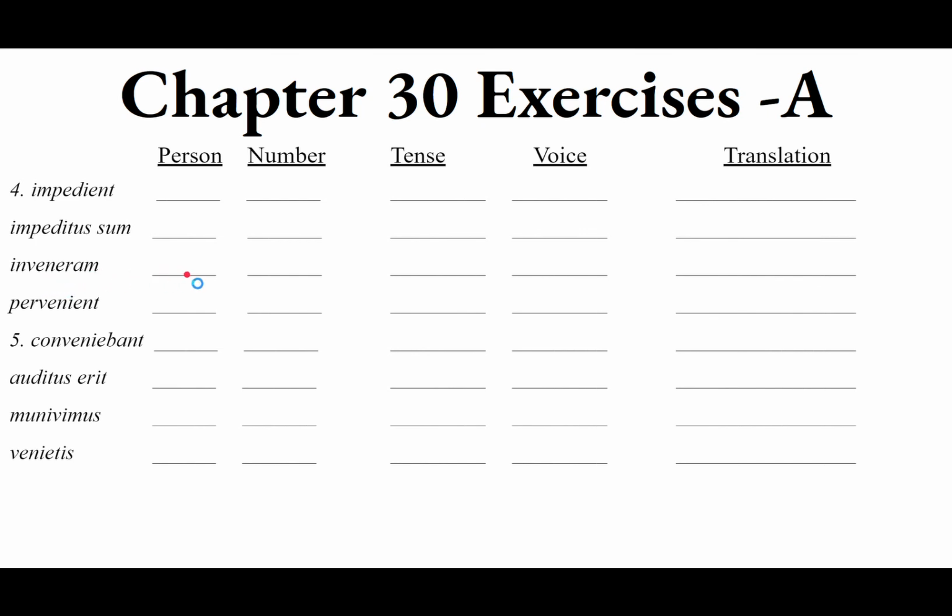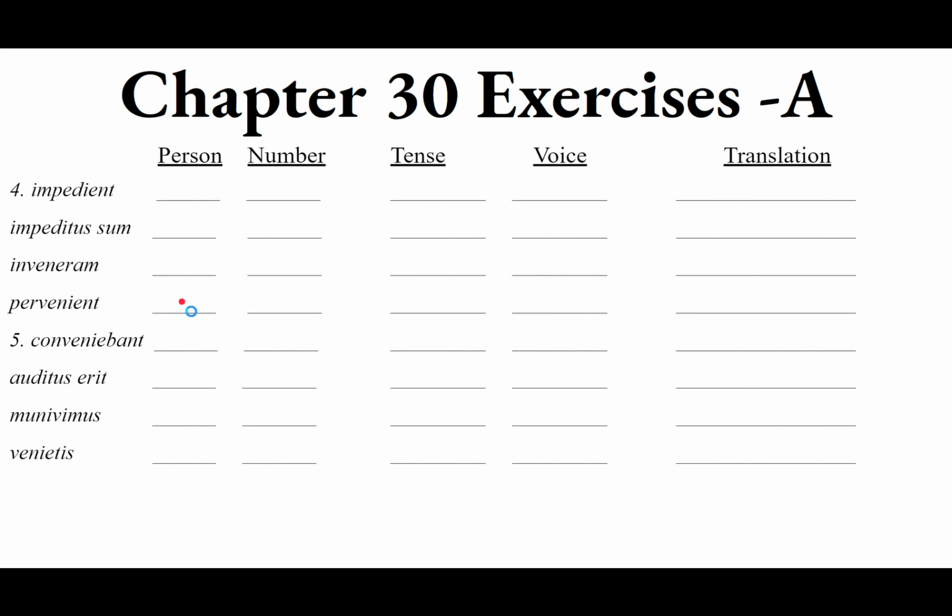Inveneram. This is first person. It is singular. It is pluperfect. It is active because it has the perfect stem inven. The present stem would be invenI. First principal part minus the O. Inveni. We don't have that here. We have inven. So that's the third principal part. Chop off the I. Inven. And then add eram. So pluperfect active. I had found.